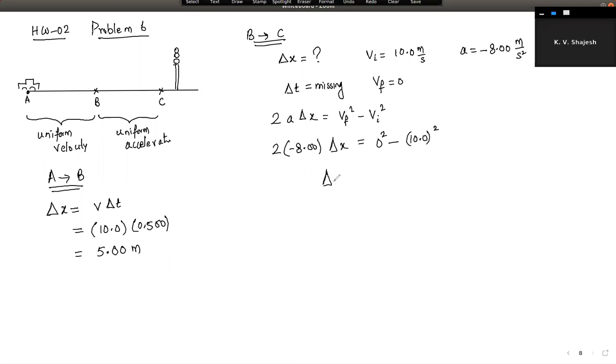So delta x now, this is to be differentiated from the earlier delta x. This is from B to C, delta x BC if you want. It's 100 divided by 16, which is 6.25.